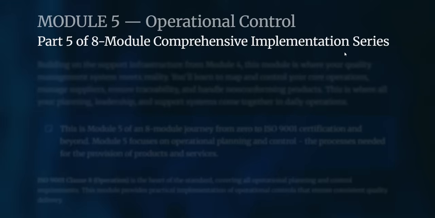Hi everyone, welcome to our Module 5, Operational Control, Part 5 of the 8 Module Comprehensive Implementation Series of ISO 9001. We recommend that you start with Modules 1, 2, 3, and 4 before you move to Module 5, and that will give you a comprehensive understanding and details that you might miss when you follow here. But you are welcome to proceed, and then later on you can review the other modules.